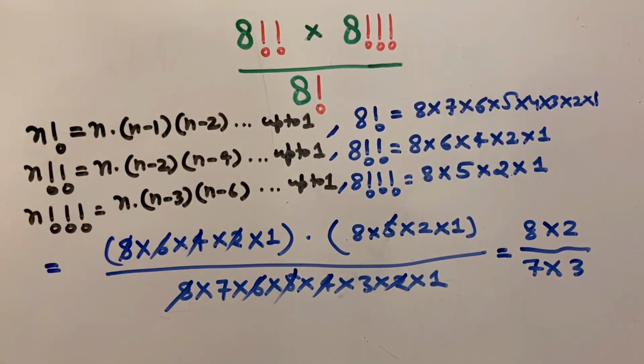3, which is equals to 16 divided by 21. For this question, our answer is 16 divided by 21.